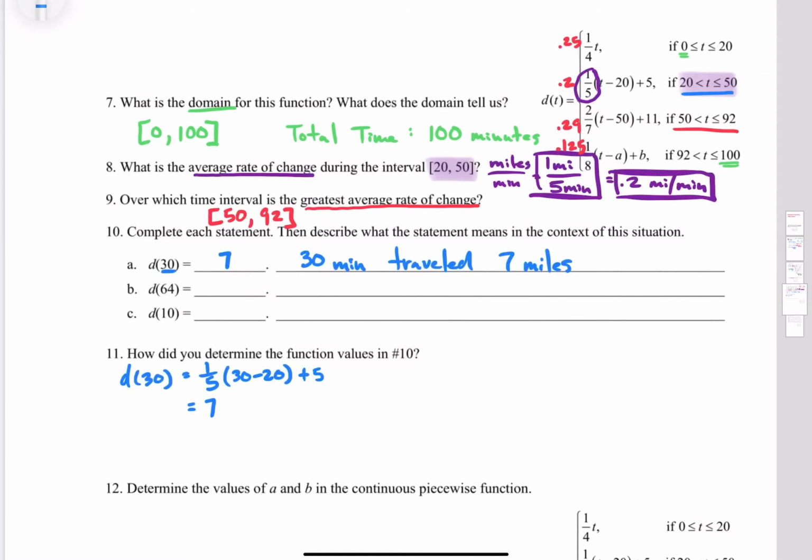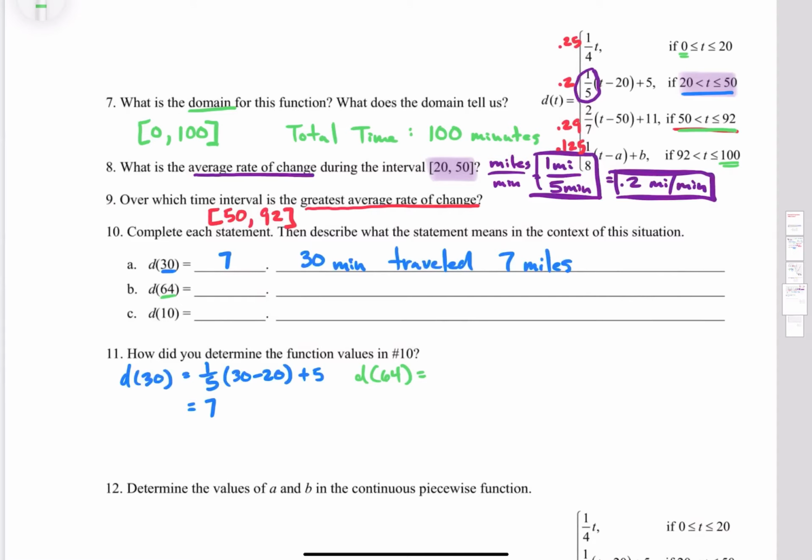Okay. D of 64. That means when t is equal to 64, I'm going to look for that interval. And that interval is in this third piece right here. 64 is between 50 and 92. So I'm going to do D of 64.